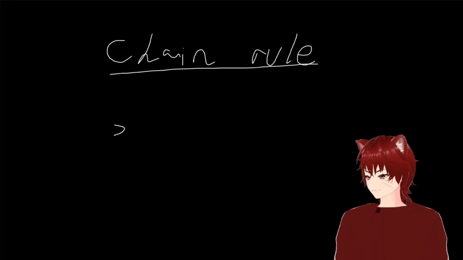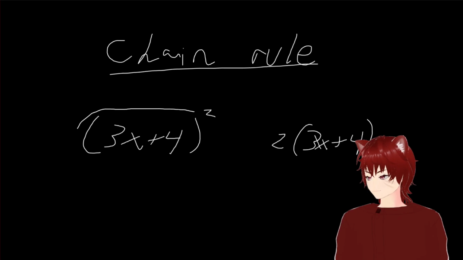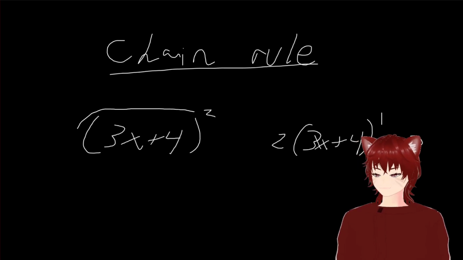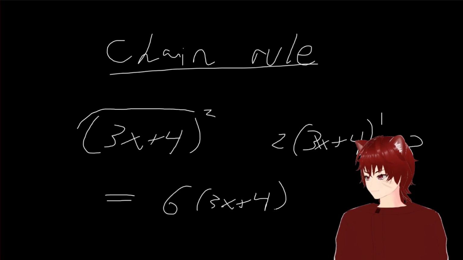You can also do another one. Let's do 3x plus 4 squared. Add another coefficient on there. Again, take our 2, bring it down, subtract 1. So now we have 2 times 3x plus 4 to the first power times the derivative of the inside, which would be just 3, since the derivative of 3x is 3. So now our final answer would be 6 times 3x plus 4. And you can multiply this out.